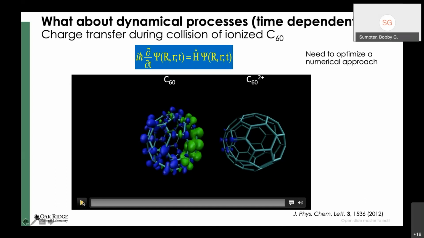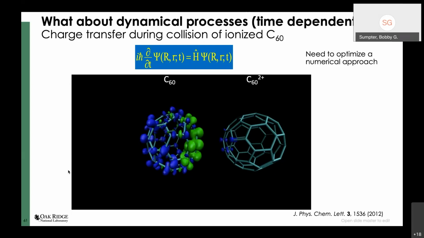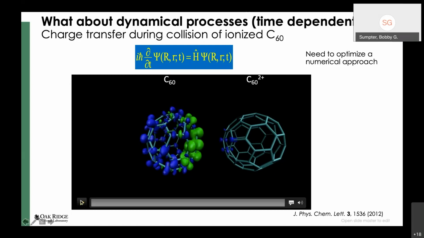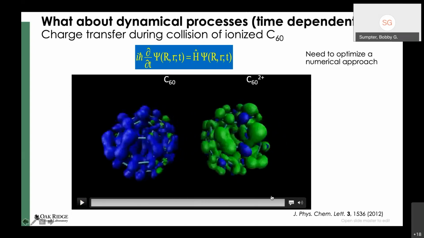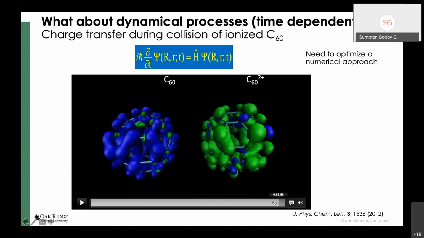And in order to do that, of course, we have to solve the actual Schrodinger equation for the electron dynamics. And this is just an example of showing that we can do that. As they collide, there's a transfer of the electron. It's really fast, sorry about that. The time scale for this is femtoseconds.